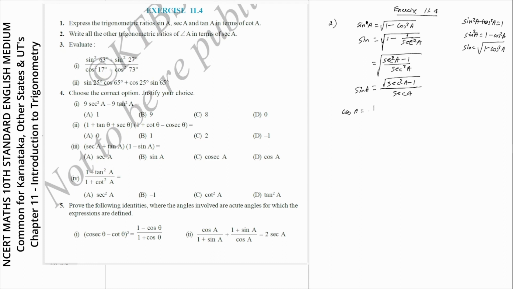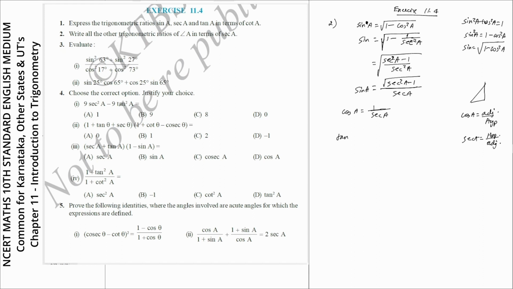Cosecant A is defined by 1 by sin A. So this is simple. What is sin A? Sin A is opposite by hypotenuse. But what is cosecant A? Cosecant A is hypotenuse by opposite. So they are inversely related. Cosecant A is equal to 1 by sin A.